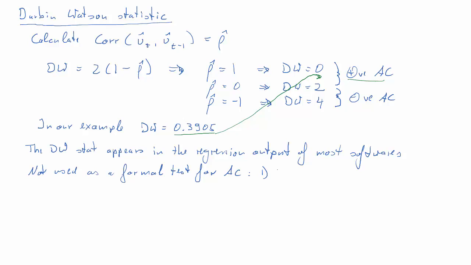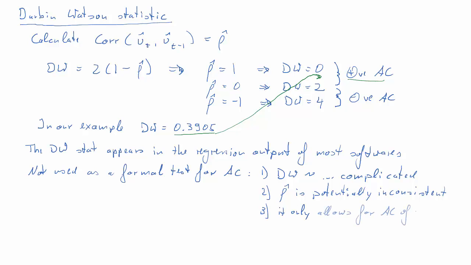However, it's not useful as a formal test for autocorrelation, and there are three reasons for that. Firstly, the actual distribution of the Durbin-Watson test statistic is quite complicated and makes formal hypothesis testing quite difficult, for which we need the distribution under the null of no autocorrelation. The second reason is that rho hat is potentially inconsistently estimated, so even for very large sample sizes, we may not be approaching the true first order autocorrelation. And the last reason is that it really only allows for autocorrelation of order 1. That is quite restrictive, especially if you have seasonal data, where you would want to also consider higher order autocorrelations.